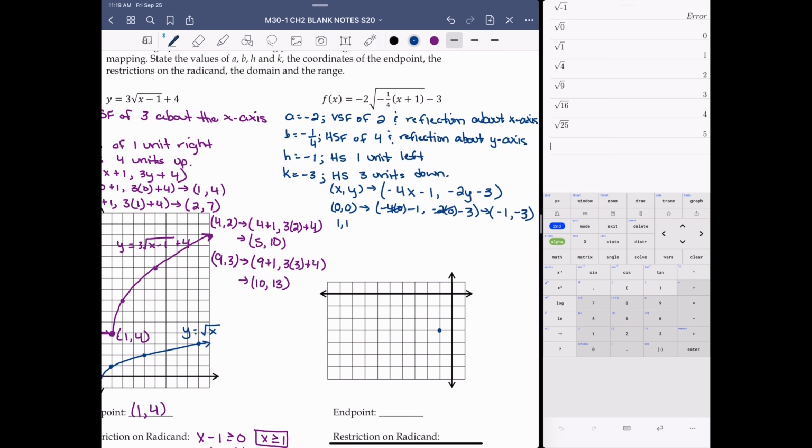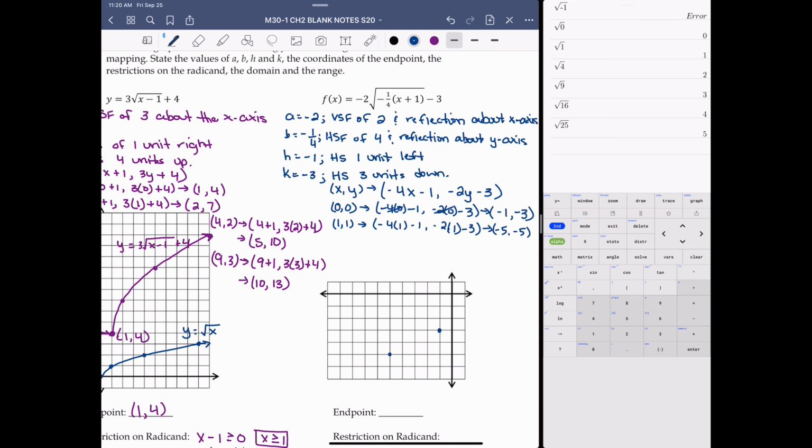Next point is 1, 1. -4 times 1 minus 1, -2 times 1 minus 3, which would go to -4 minus 1, -5, and then -2 minus 3, -5. So -5, -5.